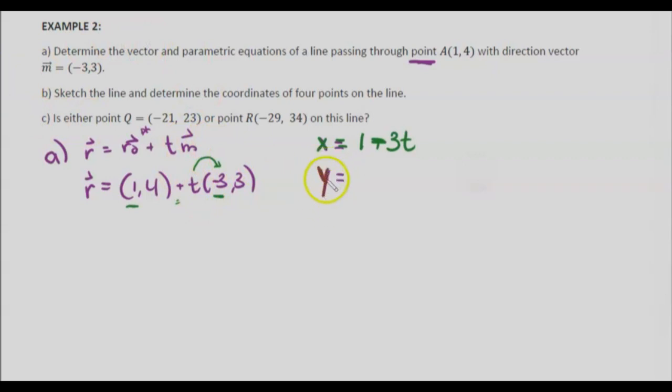Now, I'm going to do the y in this red. So we'd start at 4, and then we have a 3 in the direction vector, so it's plus 3t. Okay, so this is going to be a vector equation, and this is parametric equations.